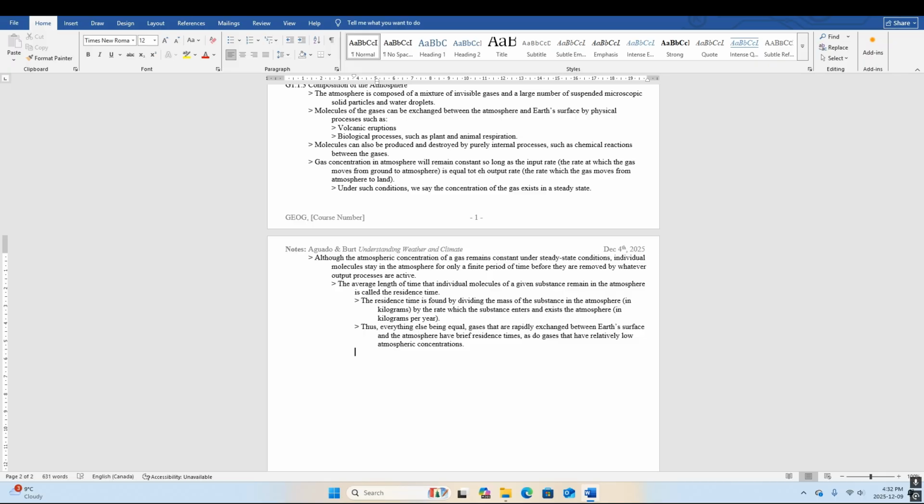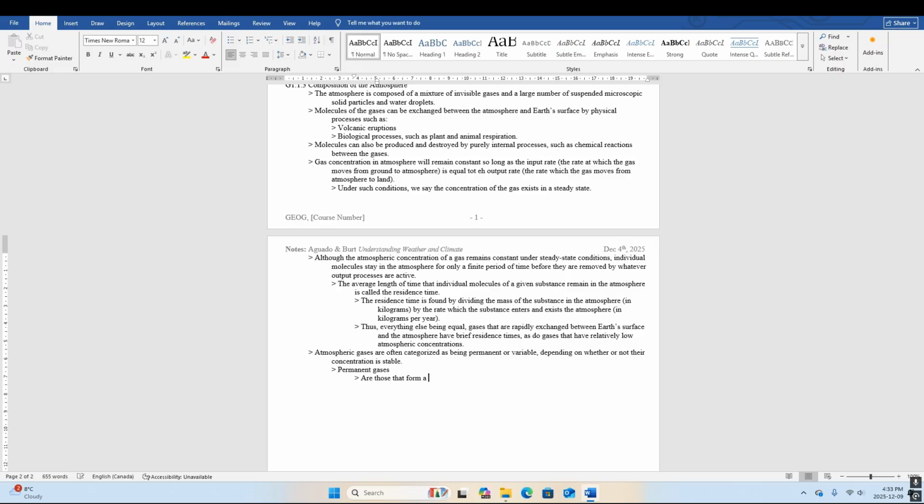But this is more important here. Atmospheric gases are often categorized as being permanent or variable, depending on whether or not their concentration is stable. Aha. So now we have permanent gases. So this is a term you have to know.